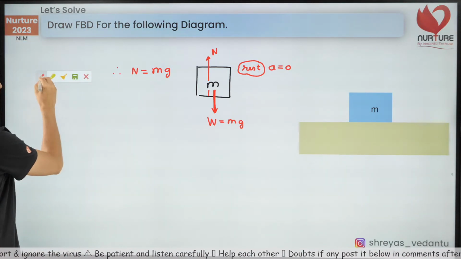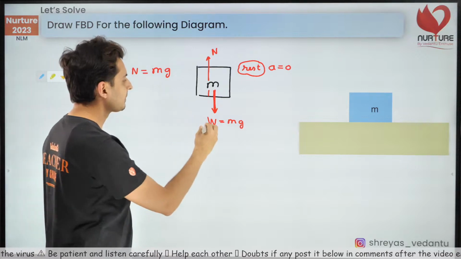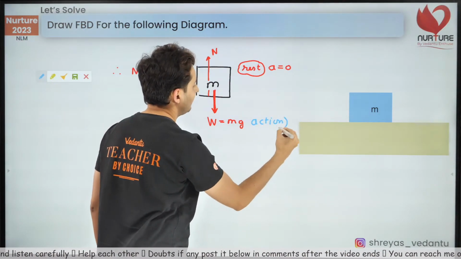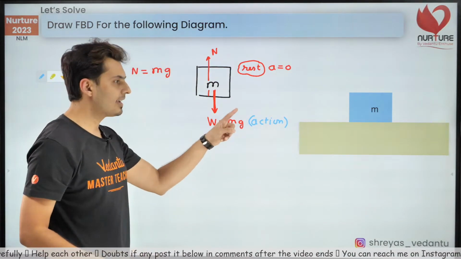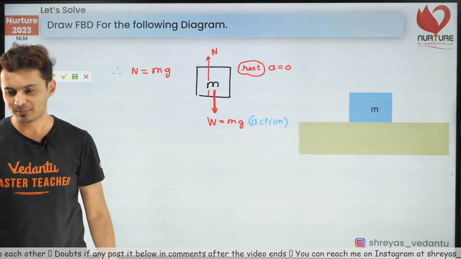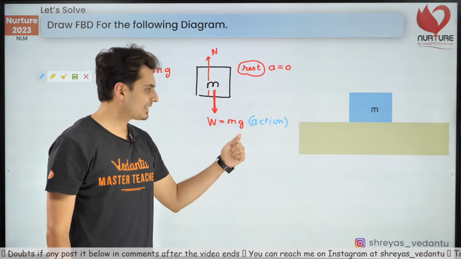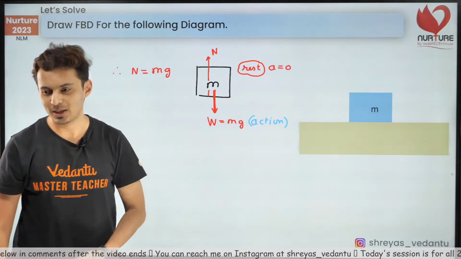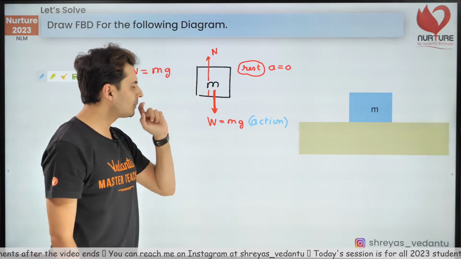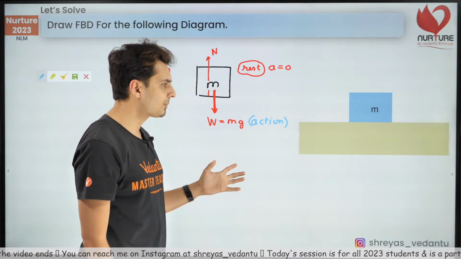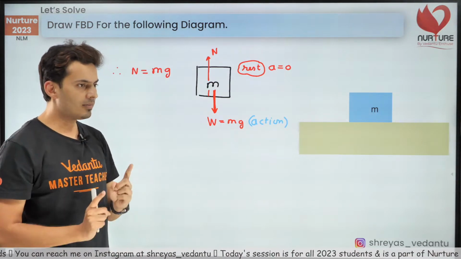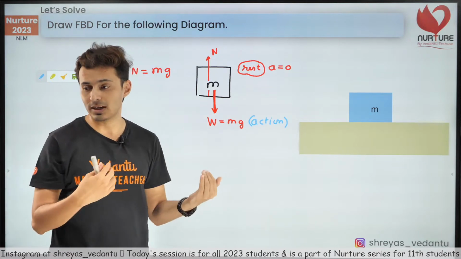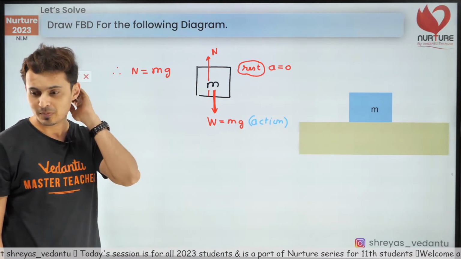Okay. Now is the interesting thing. If I call this force, let's say action, this weight, if I call this action, who is the reaction? Come on, quickly answer in the chat box. Let's see. If weight is the action, who is the reaction? Is normal the reaction or something else is the reaction? Come on, Newton's third law. Every force, if we call it an action, there is a reaction force which is equal and opposite. They do not cancel out each other.